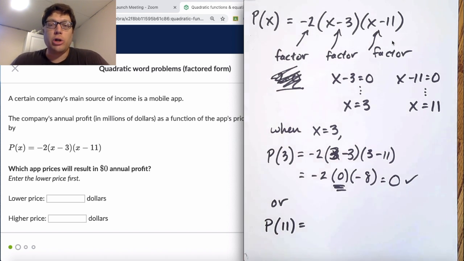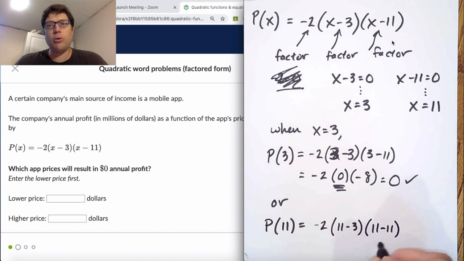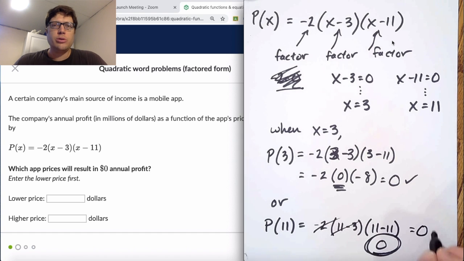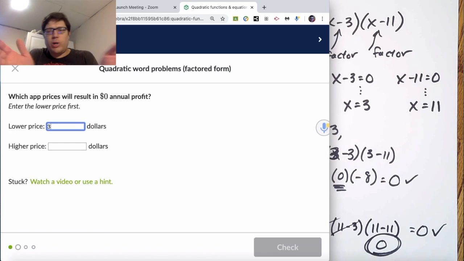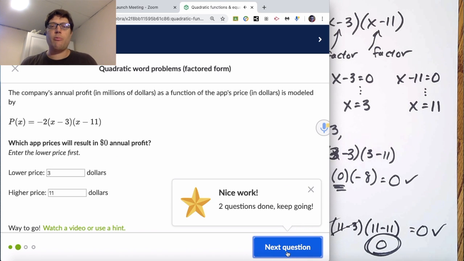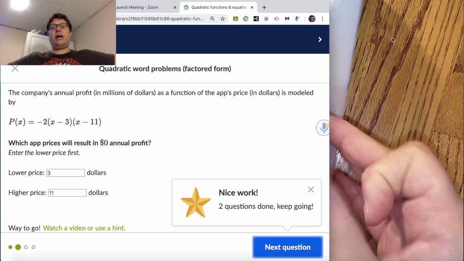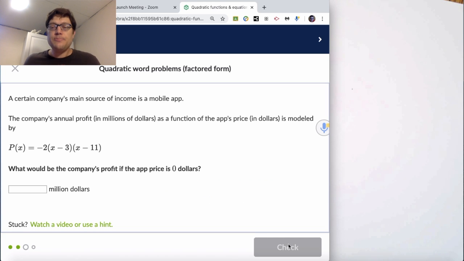Or $11. You make the app worth $11 and people buy it, but you don't sell enough of them, so you still don't really make any money. But in between $3 and $11 per app is where you have any form of profit. So anything outside of 3 and 11, like 2 or 1 or none, or 12 or 13 or 14, the company will actually lose money.